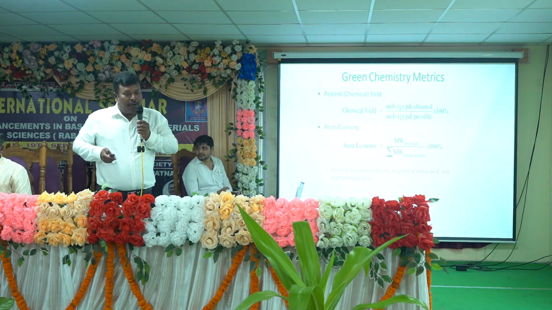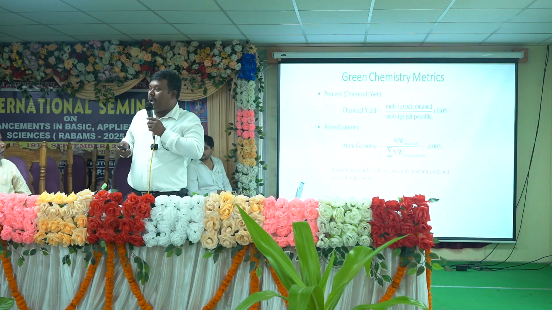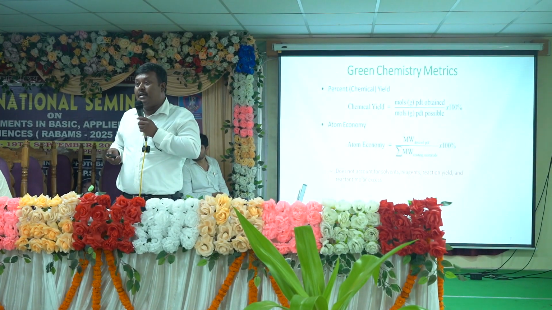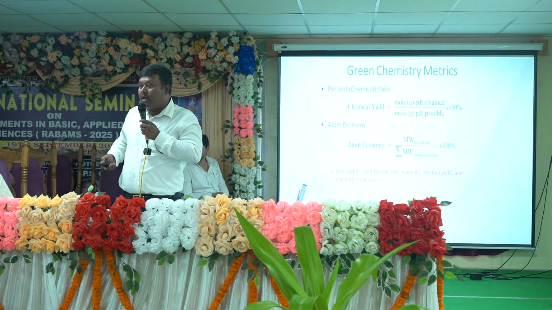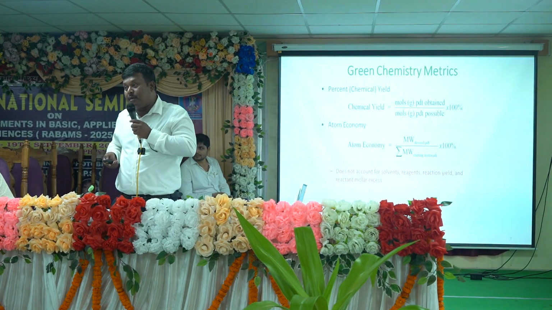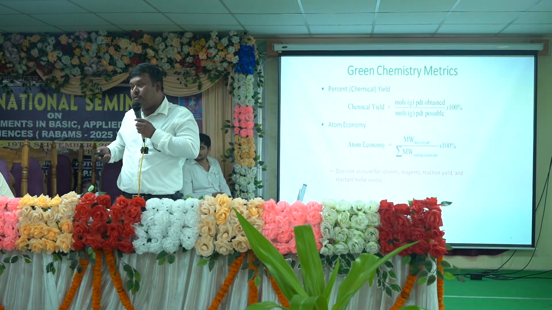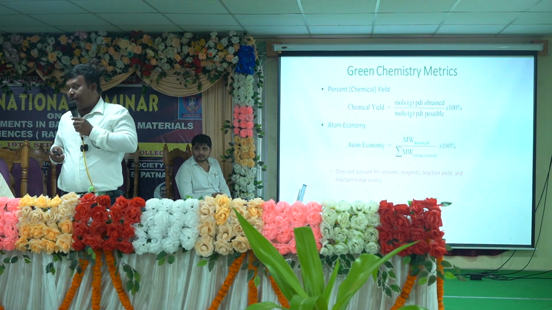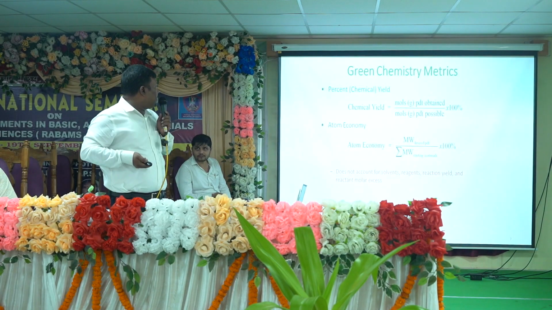Whenever we talk about green, there cannot be something arbitrary. Therefore, there are certain parameters to know how green a process is, and to know that, we use green metrics. That means there are different terminologies we use to know how green a reaction is based on those parameters. One example is called the yield.